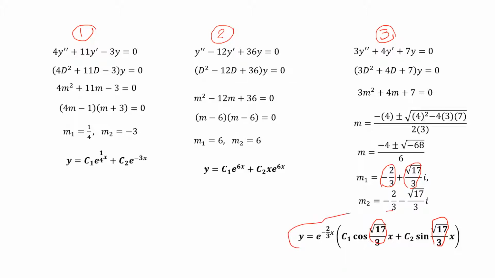So this is our general solution. y equals e to the negative 2/3 x times C1 cosine of square root of 17 over 3 x plus C2 sine of square root of 17 over 3 x. Or you can write that in decimal also.